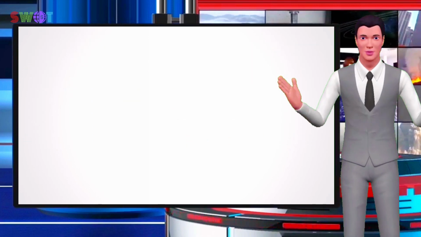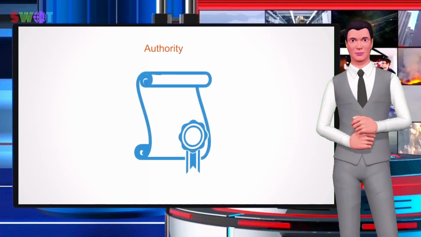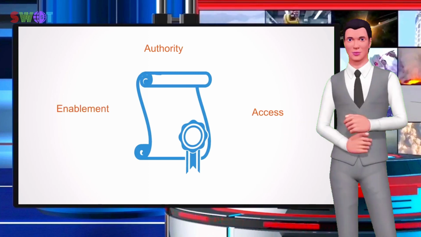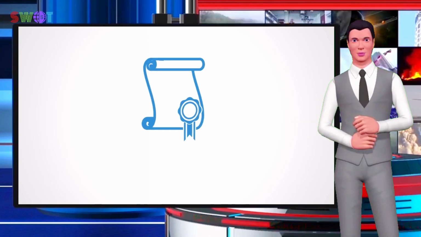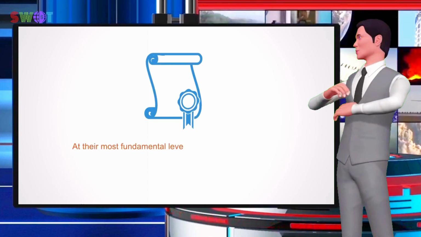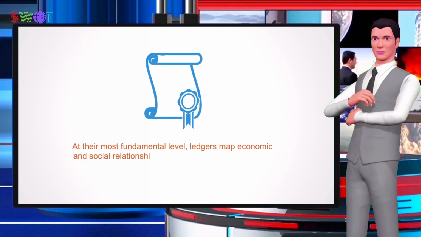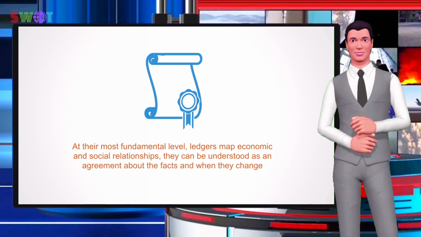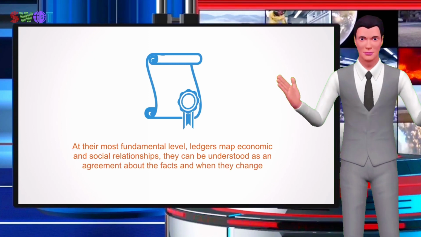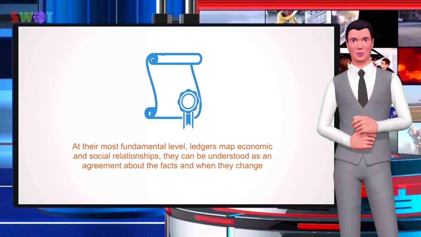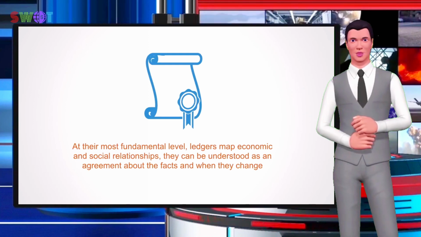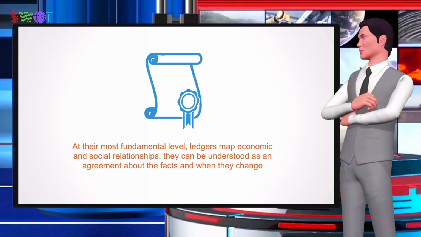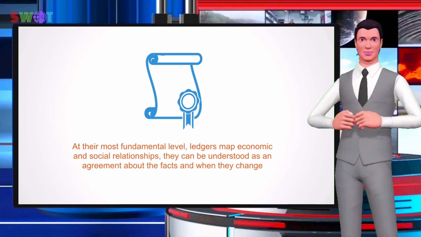Ledgers confirm authority. Ledgers identify who can access what bank accounts, who can validly sit in parliament, who can enter restricted areas. At their most fundamental level, ledgers map economic and social relationships. They can be understood as agreements about the facts and when they change. This consensus about what is in the ledger and its accuracy is one of the fundamental bases of a market economy, and indeed the contractual agreements structuring our whole societies.